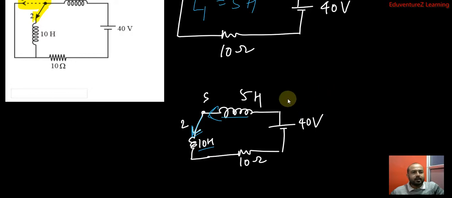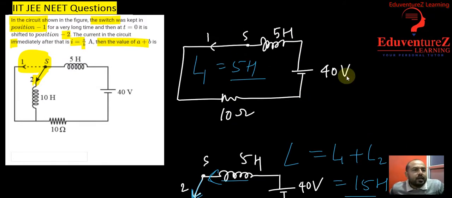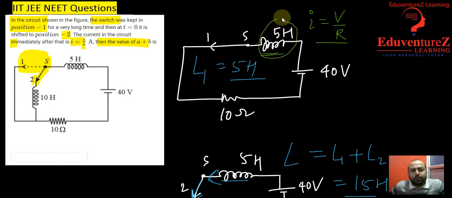So the net inductance in the second condition is L1 plus L2, which gives 15 Henry. The inductance is initially 5 Henry, but in the second case it is 15 Henry, so the current will also change. In the first case, to calculate the current we write V upon R, because the inductor is connected for a very long time, so it behaves like a simple wire without any resistance. So the current is V upon R.